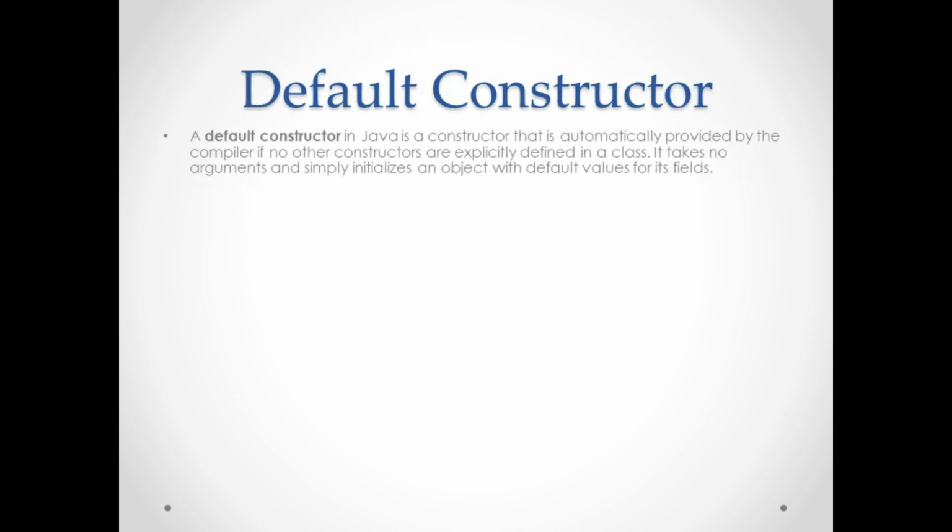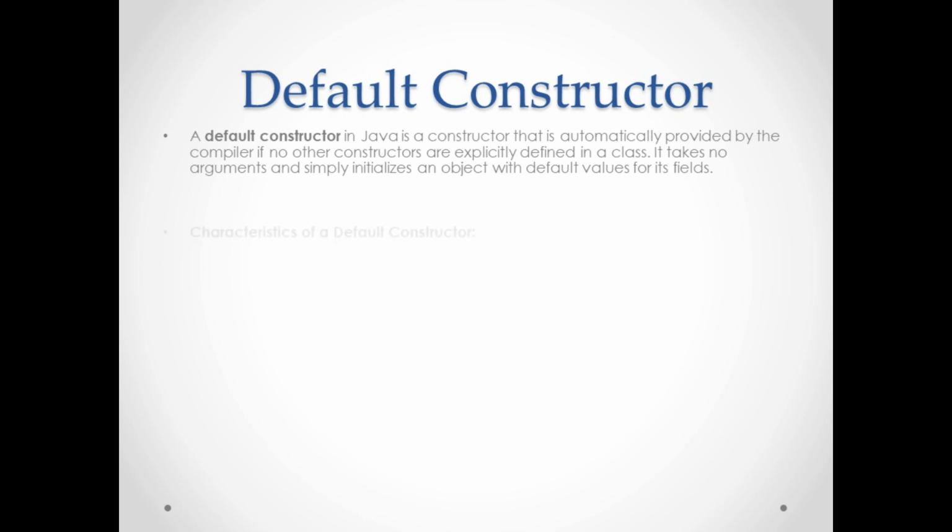Now, what is a default constructor? A default constructor in Java is a constructor that is automatically provided by the compiler if no other constructors are explicitly defined in a class. It takes no arguments and simply initializes an object with default values for its fields.